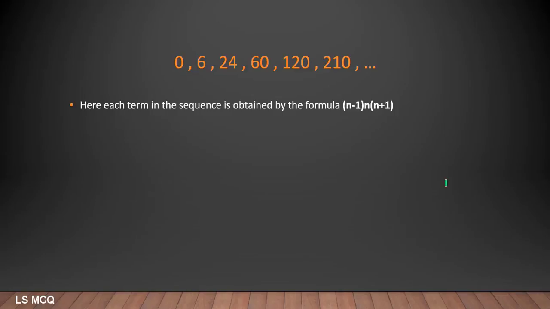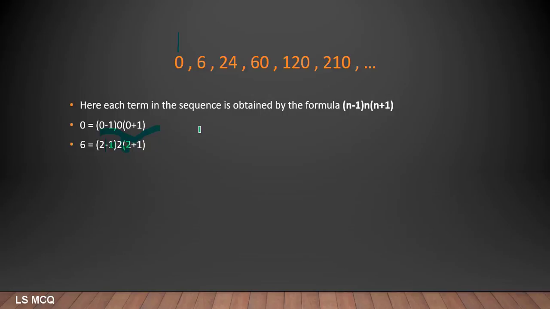Here each term in the sequence is obtained by using the formula n minus 1, n and n plus 1, where n is the number of the term. In this case n is 1. If we substitute 1 for n, you get this number. But here I think I have made some error. It should have been 1 minus 0, and 1 plus 0.